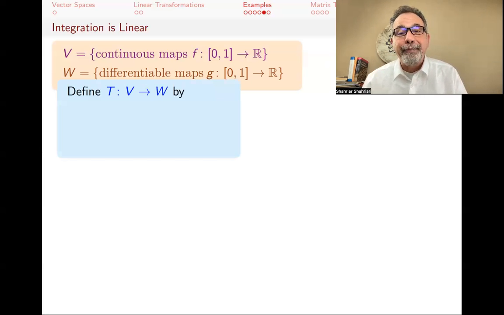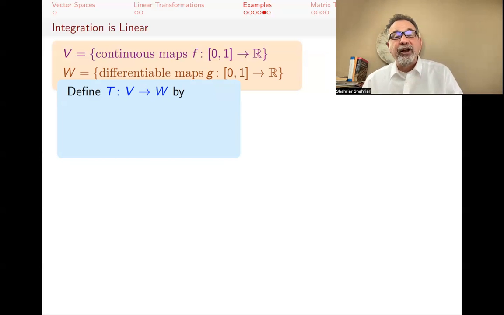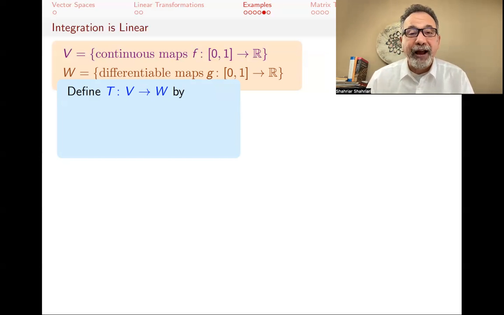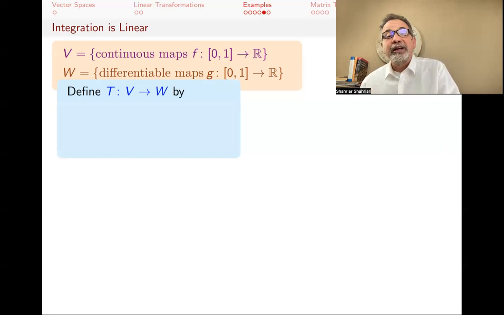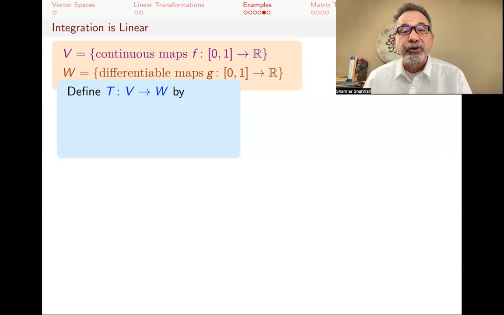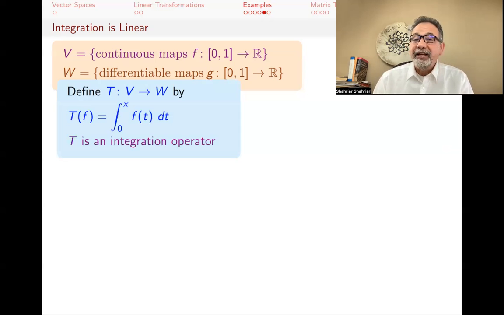So I'm going to define a map from V to W. Note that T, the function, is going to eat functions. You're going to feed it a function and out comes another function, hopefully, if I haven't made a mistake in telling you what the function is. And the functions you feed in are continuous, but the functions that come out are nicer. They're differentiable. They're smooth. And it's defined by the integral from 0 to x of f of t dt. So this is an integration operator.